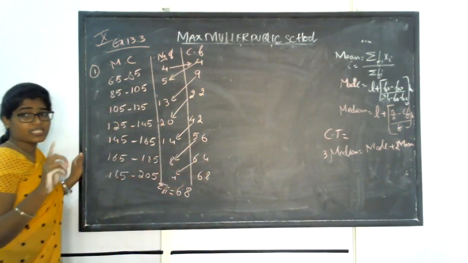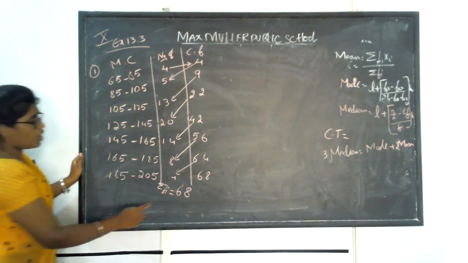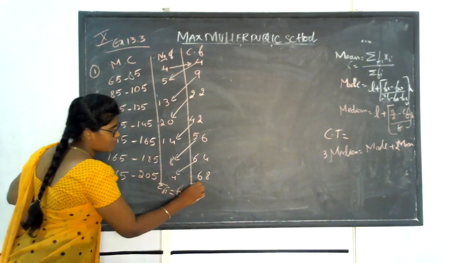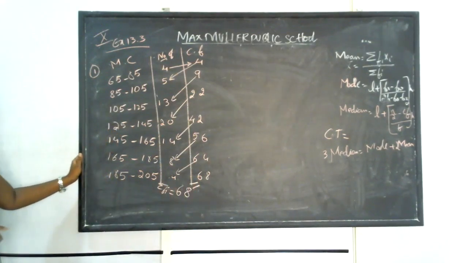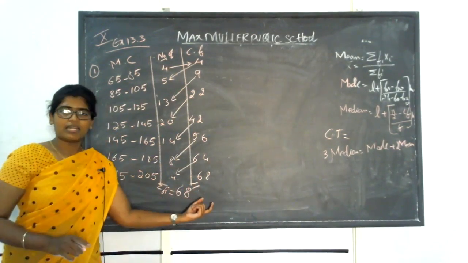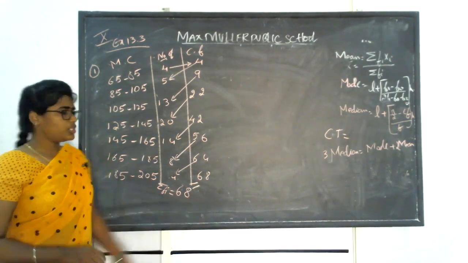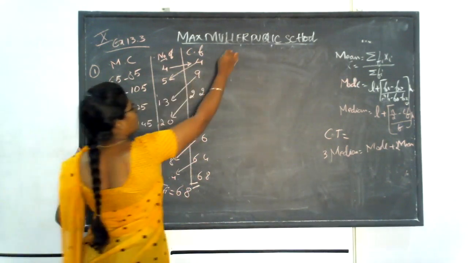What did I tell in the example? I told you that sigma fi value should be equal to the last number of the cumulative frequency. If it is equal, then it is correct. If it is not equal, then it is not correct. Understood? Now, n value. How much did you get?